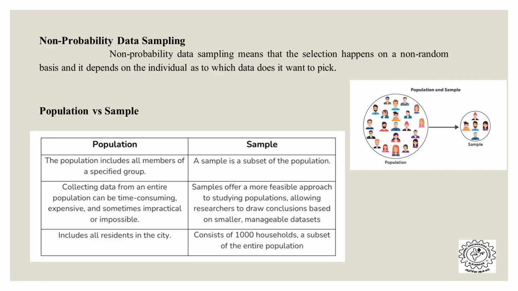In non-probability data sampling, the selection happens on a non-random basis. That means they may use some order or some statistical methods to select the samples from the population, so it is not in a random way. Moreover, this diagram represents what a population is and what a sample is. The differentiation between populations and samples is also given here.